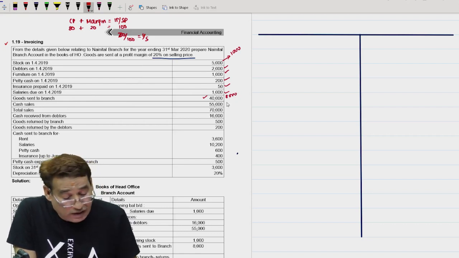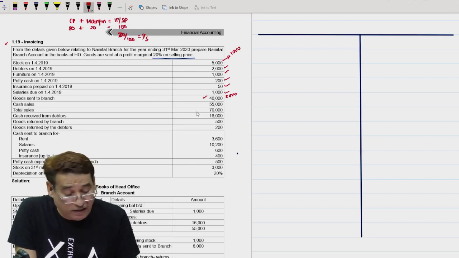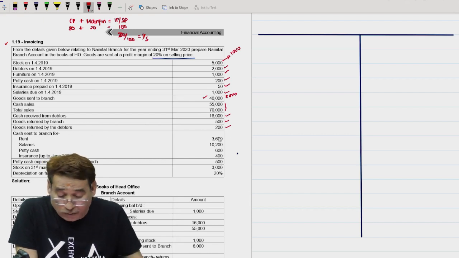Then total sales are given to you as 70,000, and cash sales are 55,000. That means credit sales are 15,000, correct? Cash receipt from debtors is also given to you. Goods returned by branch is given to you. Goods returned by debtors also. So these are the expenses.